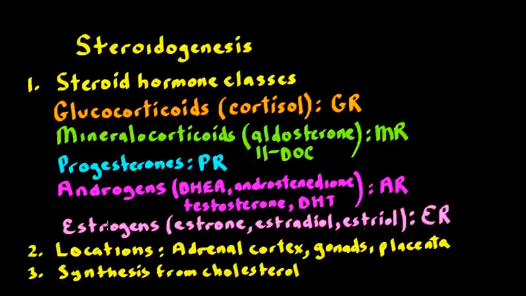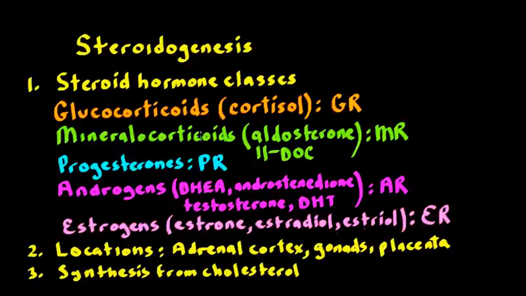5 major classes of steroid hormones. Now, each of these hormone classes, the way to think about it is that they're defined by the receptor that they activate, which then dictates the physiological effects of these hormone classes. So we start with glucocorticoids. The prototypical example is cortisol. It binds to and activates glucocorticoid receptors, abbreviated here GR.